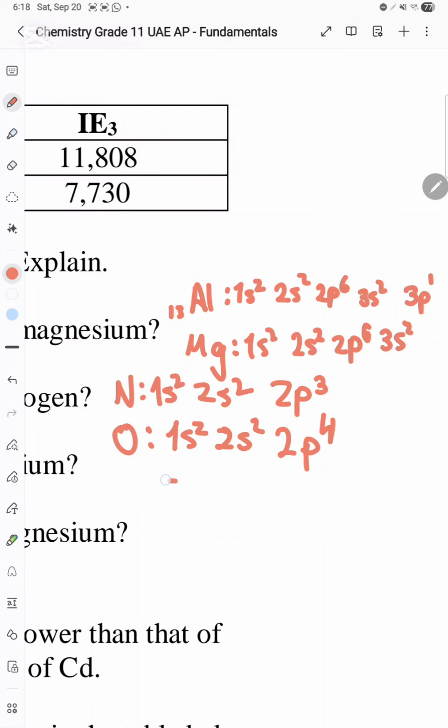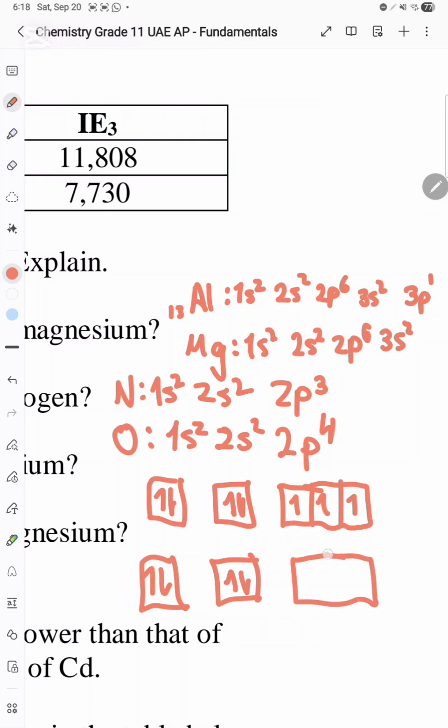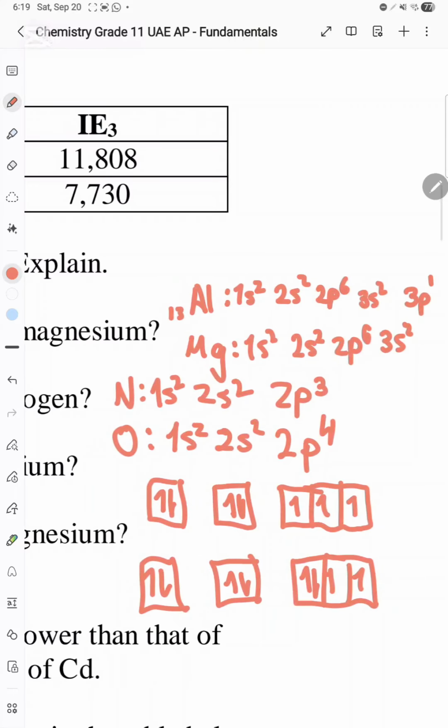To solve this, I need to draw the electron-in-box configurations. So for nitrogen it's 1s2, 2s2, 2p3. Now in oxygen, it's the same, but we have one up, up, up, down. So here you have 4. So in this orbital, you have more electron-electron repulsions. Here you don't have electron-electron repulsions because they're in different houses. They can't hit each other, you know. Since you have more electron-electron repulsions, it's easier to take away from oxygen than it is from nitrogen.